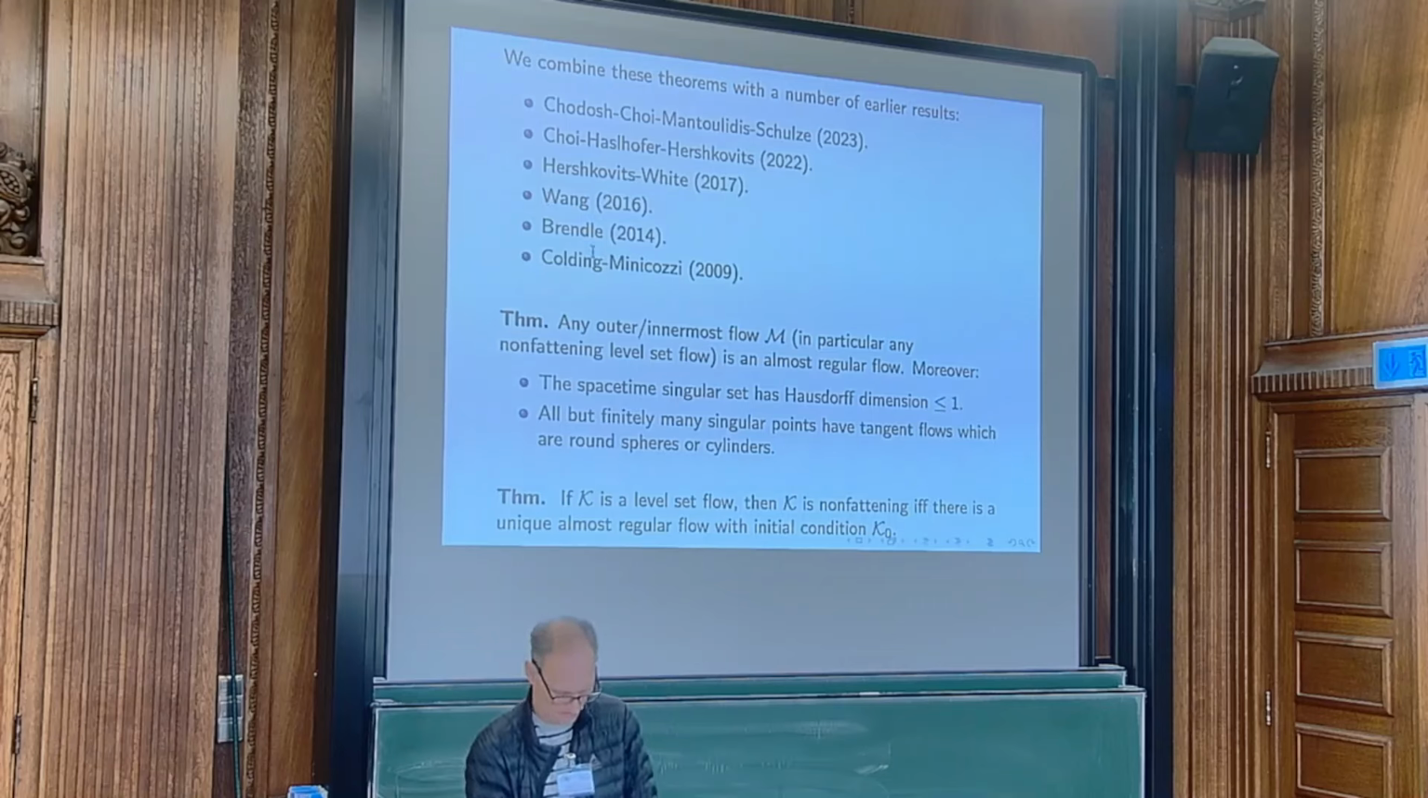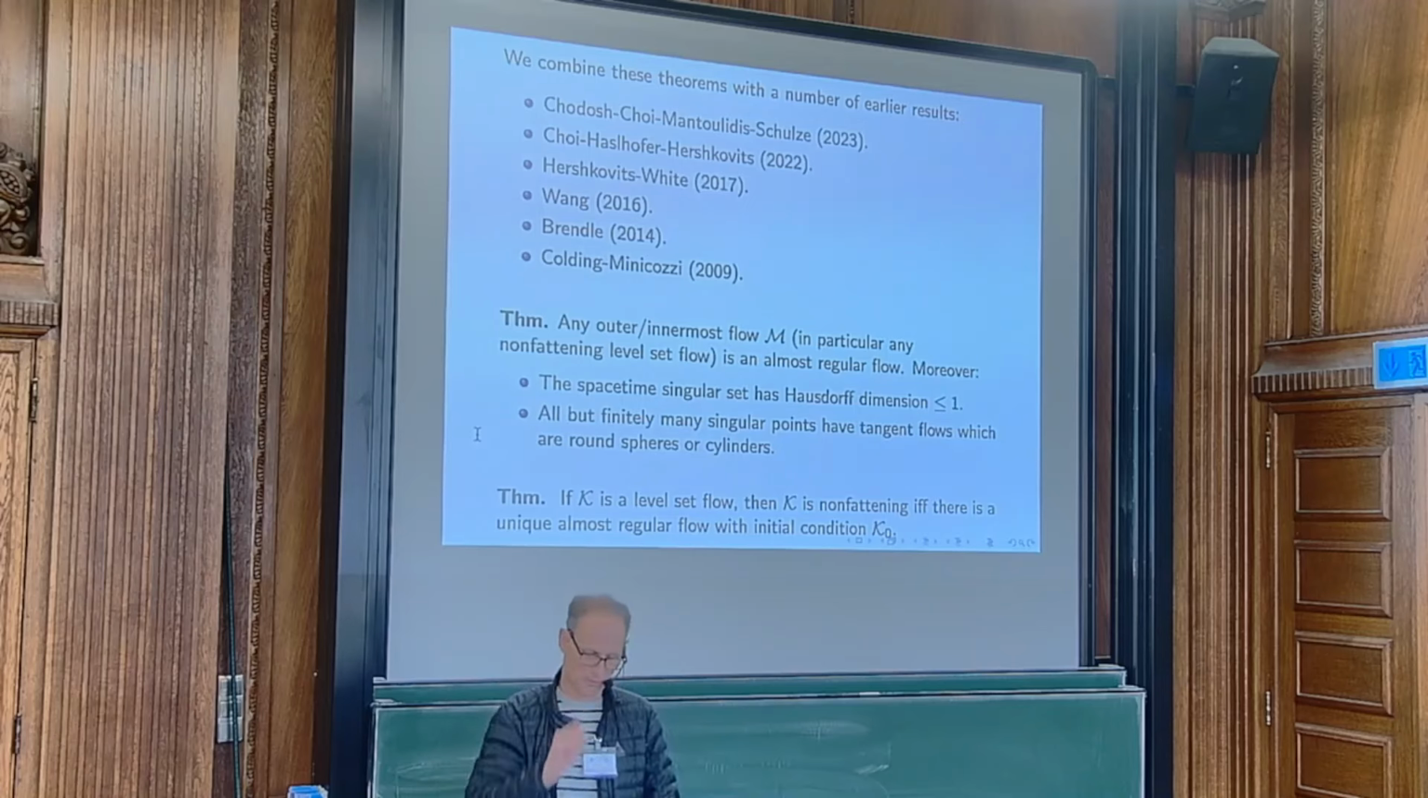I'm running short on time, so I'm just going to leave it at that. By combining our work with this earlier work and doing a bit of work, you get the following. If you take any outermost or innermost flow, in particular any non-fattening level set flow, that's an almost regular flow. And then you have these estimates for the space-time singular set, and moreover for the tangent flows, except for possibly finitely many points, you see tangent flows which are round spheres or cylinders.